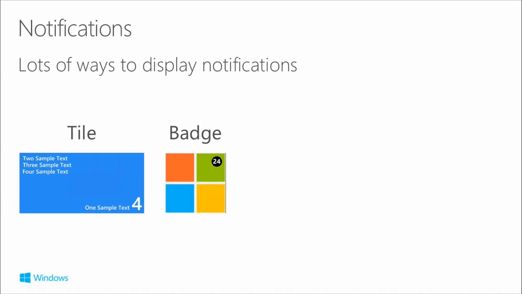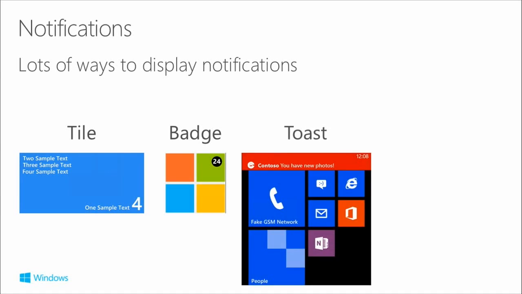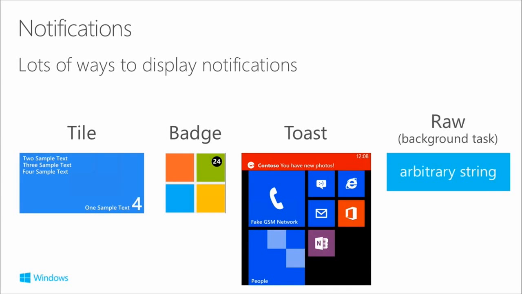Okay, notifications. Notifications are the way that our application is sort of always on. We can always be sending new information to the user through the start screen, through the tiles, through toast notifications, and then, as we mentioned previously, through raw notifications that are waking up a background task. So there are lots of ways to display notifications. We have tile notifications, badge notifications, toast notifications, and raw notifications.